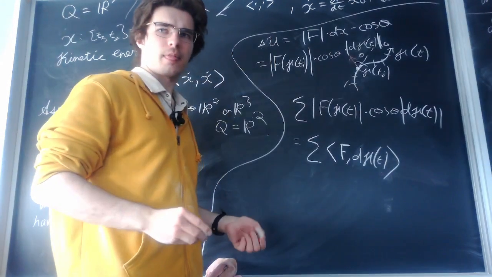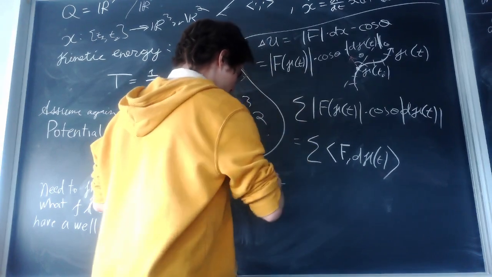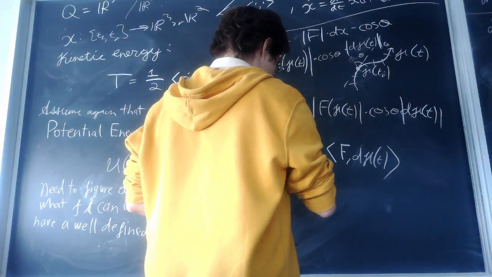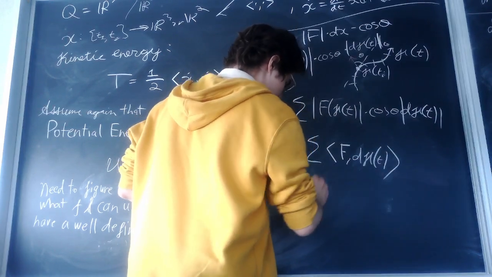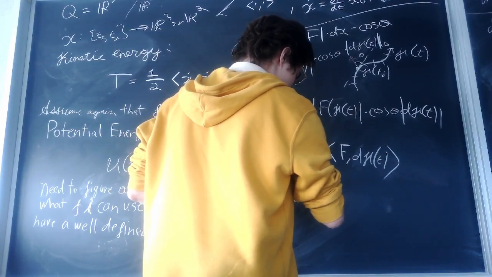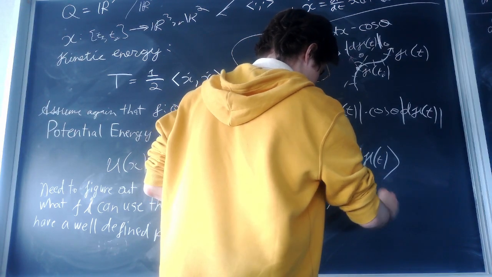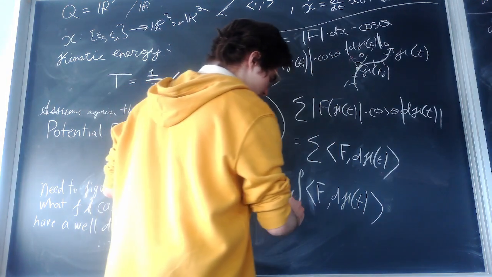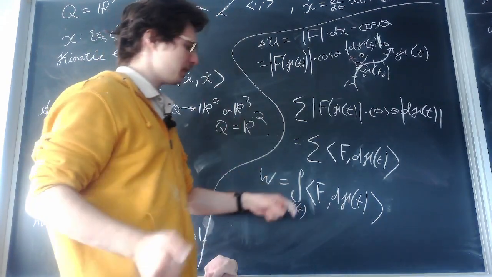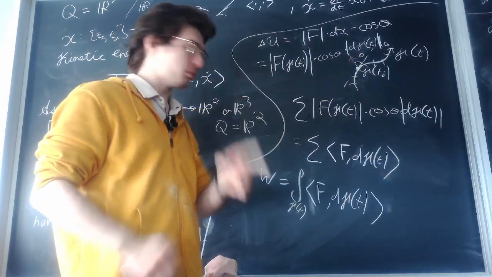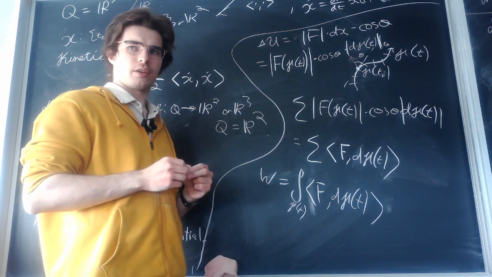Do you agree? So how work should be defined is really through this integral of F dot d gamma of t along some path, where I take this path, break it up into bits, look at the tangent piece at each point, and compute this like that. Do you agree?